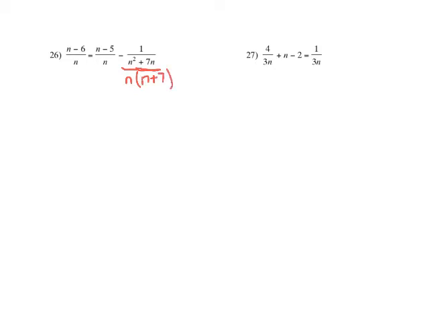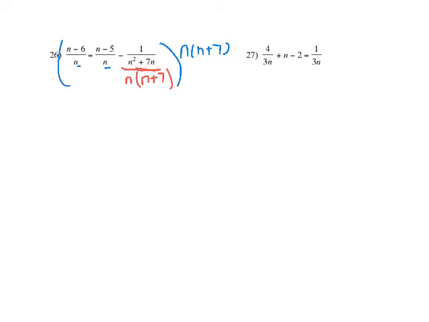Really the only difference between these two is the n plus 7. Now, you're not going to just multiply everything by the n plus 7, because that won't be enough to take care of everything. You're going to multiply everything by the n times the n plus 7. And remember, it's got to distribute to everything in your equation.